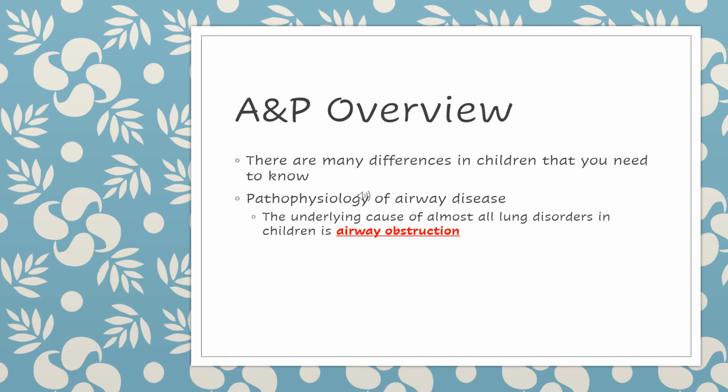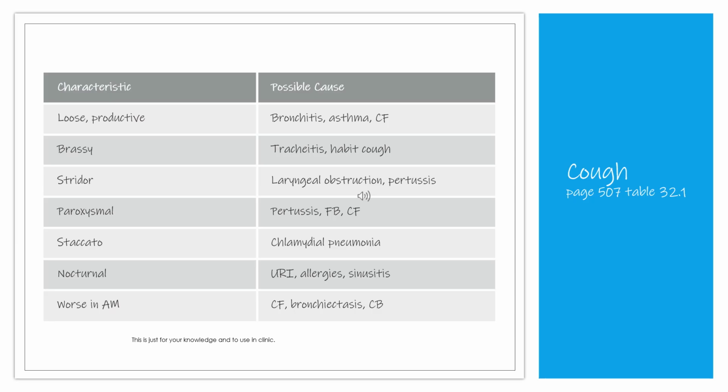Materials such as secretions, tumors, and foreign bodies can cause swelling. They can also have hypertrophy of the glands in the mucosa. They are at risk for airway spasms or bronchospasms, and extrinsic compression can also lead to airway obstruction in children. So first up, we're going to talk about coughing in children.